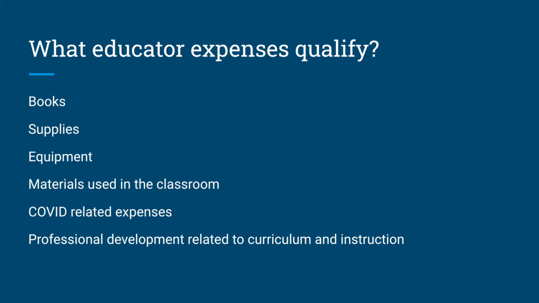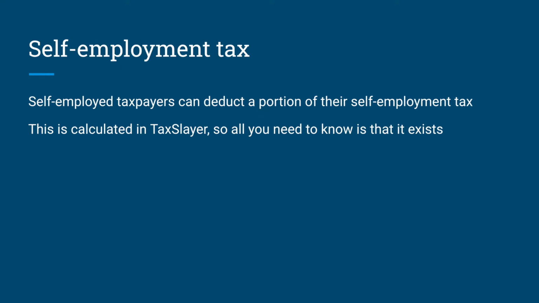Additionally, they've updated this so that COVID-related expenses are also able to qualify, and professional development related to curriculum and instruction also qualifies as educator expenses that can be used toward that $250 adjustment to income. So those are the main ones that you are looking for, and you're looking for those for a qualified educator who meets the standards that we talked about.